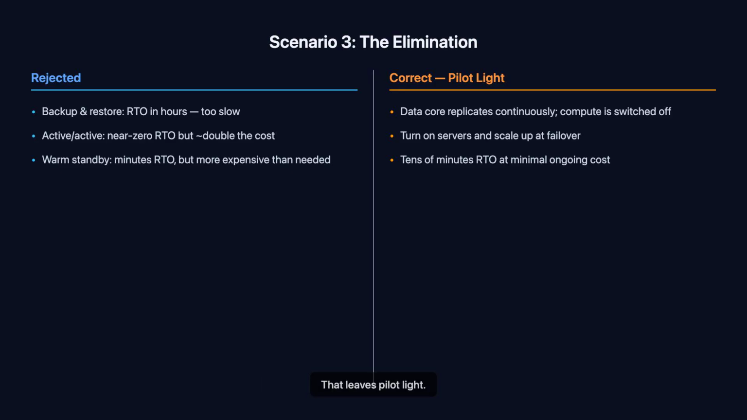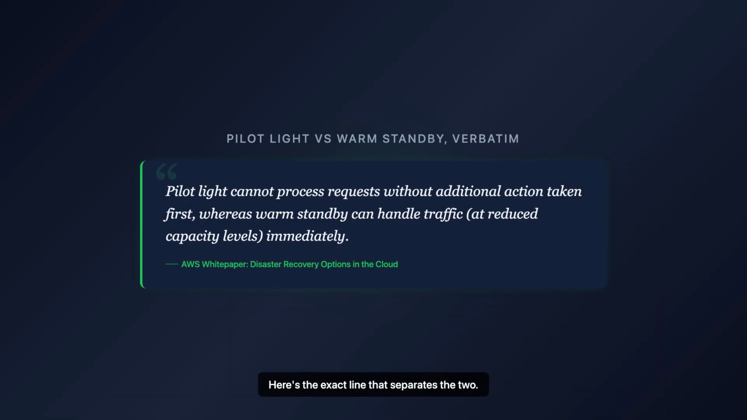That leaves pilot light. The data core replicates continuously, compute stays switched off, and you turn on servers and scale up at failover. Tens of minutes, minimal ongoing cost. Here's the exact line that separates the two. Pilot light cannot process requests without additional action taken first, whereas warm standby can handle traffic at reduced capacity immediately. So the anchor question is simple. Is compute already running? If yes, warm standby. If it's off and you have to turn it on, pilot light, which is why pilot light is cheaper and slower.